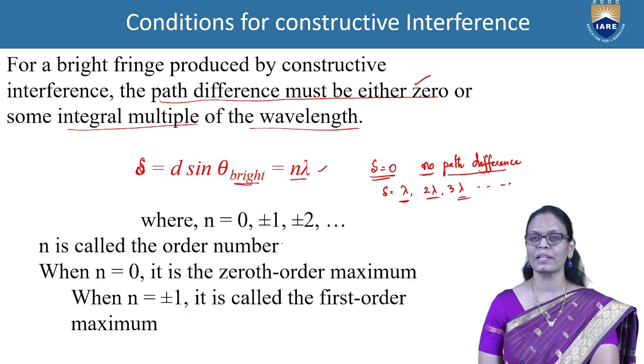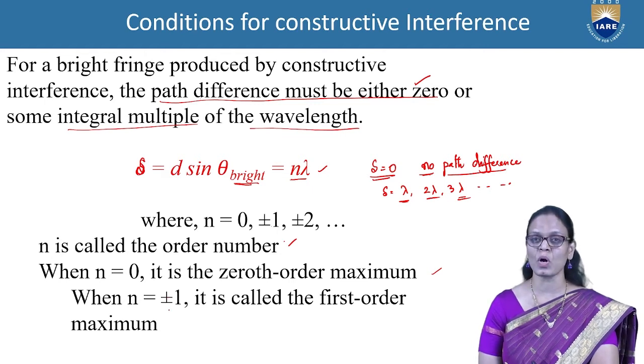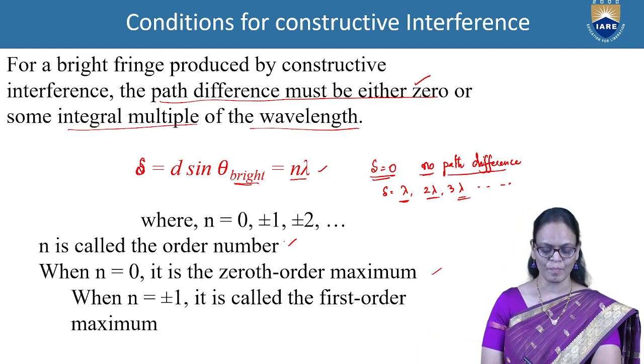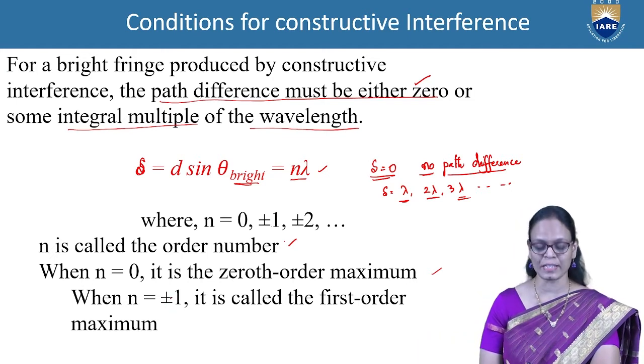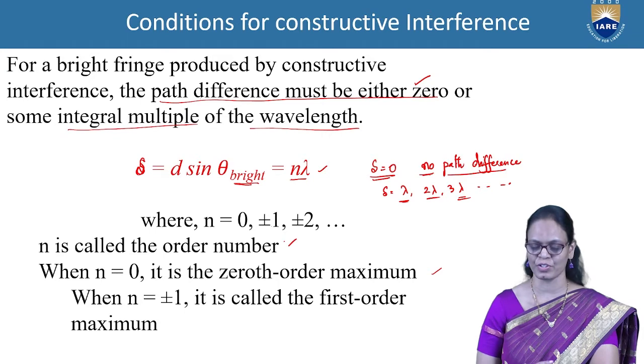So n is called here the order number. If n is equal to 0, we are getting the 0th order maximum, and when n is equal to plus or minus 1, we call it first order. n is equal to 2 is the second order and so on. Plus or minus 1 we have already discussed: plus 1 in the upward direction and minus 1 in the downward direction from the central fringe.